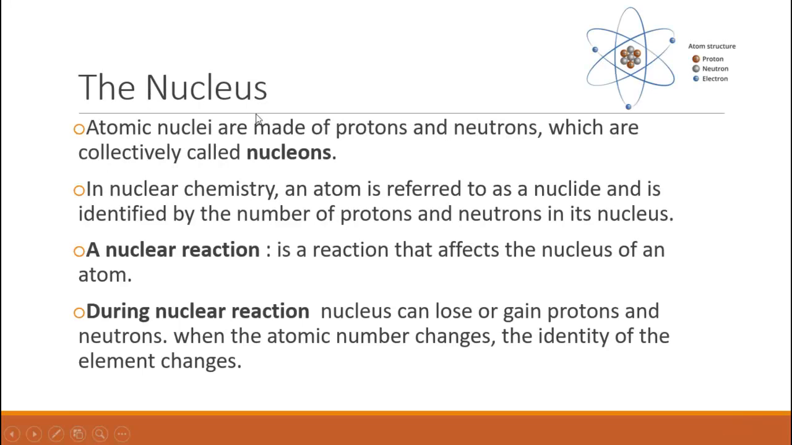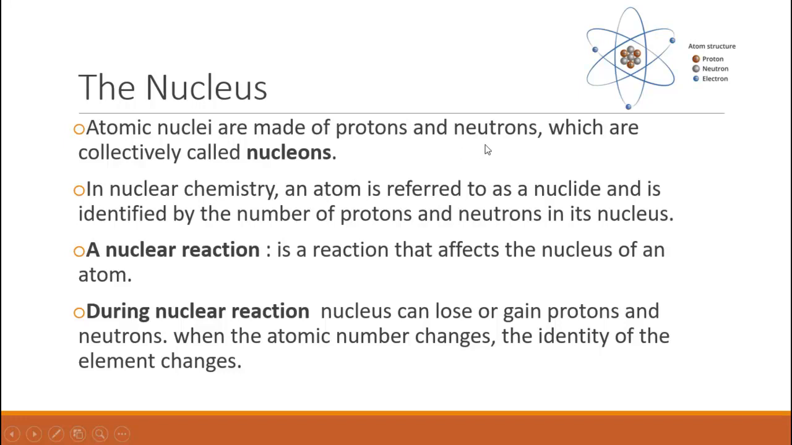Before talking about the nucleus, let's talk about the atom. You know the structure of the atom consists of the nucleus and the electrons that move around the nucleus. Inside the nucleus we have protons and neutrons, protons with positive charge and neutrons with neutral charge. The atomic nuclei are made of protons and neutrons, which are collectively called nucleons.